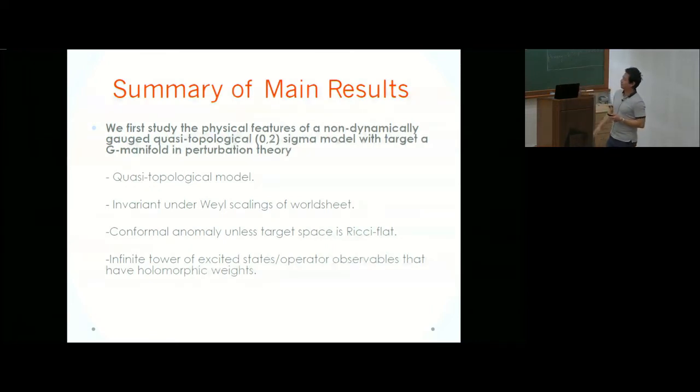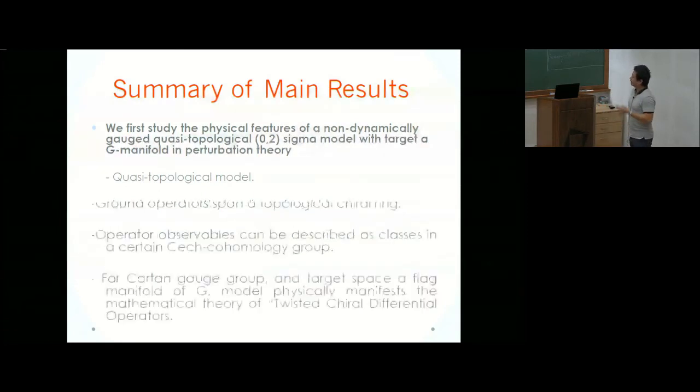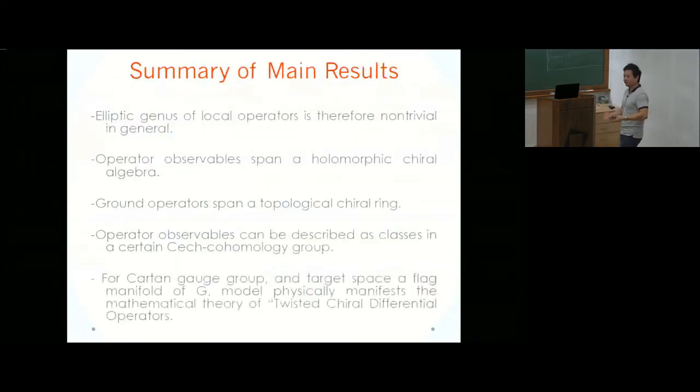As I mentioned earlier, we have an infinite tower of excited states that have holomorphic weights, so it's excited only on one side. You could think of it as a chiral spectrum. And of course, if you have excitations on one side, you can always define an elliptic genus, and it's therefore non-trivial.